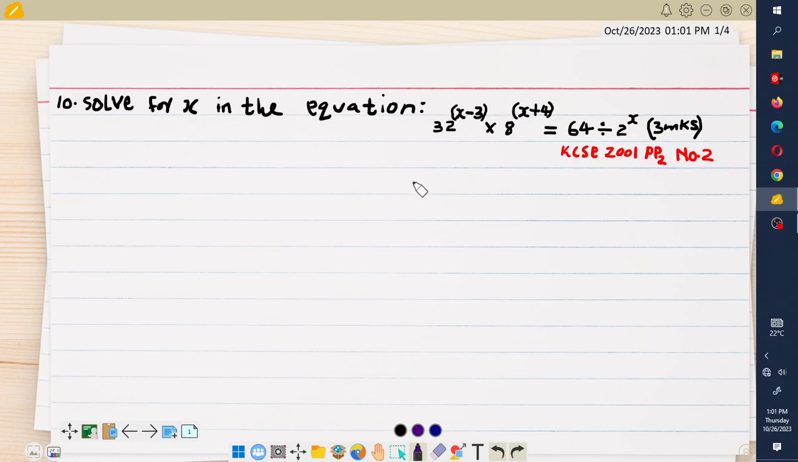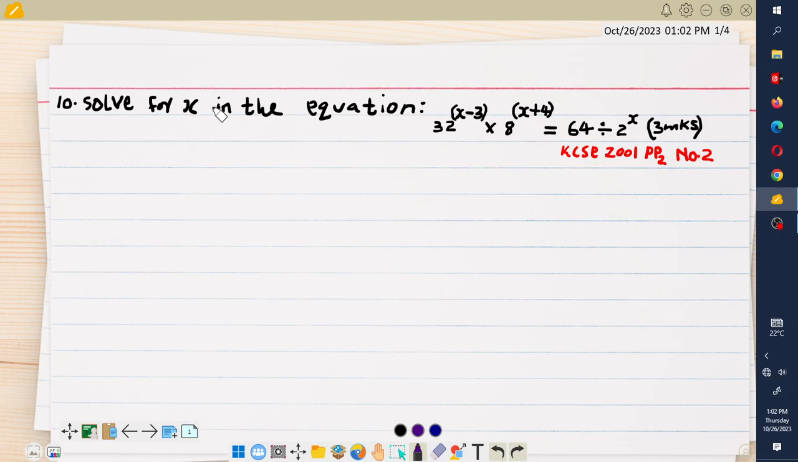Welcome to today's class. It is our third lesson on a given mathematics topic, which is called indices. It is a Form 2 mathematics topic. Today we are looking at further examples involving indices, and we are looking at question number 10, which is a past KCSE question done in the year 2001, paper 2, question number 2. It is a question worth 3 marks.